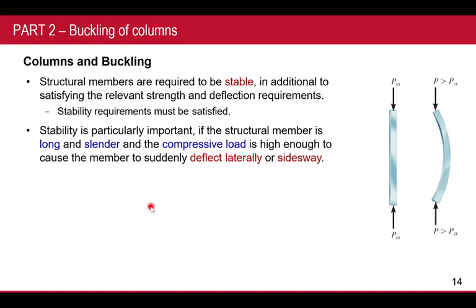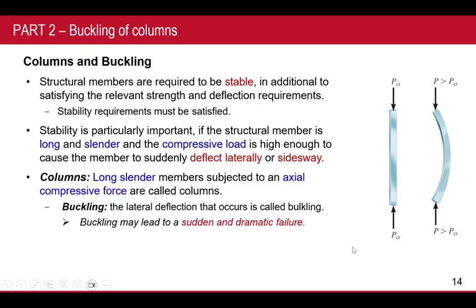Stability is particularly important if the structural member is long and slender, and the compressive load is high enough to cause the member to suddenly deflect laterally or sideways, like this way. Even though it is loaded, it bends like this, so it will be of no use. Even if it does not break, it still fails because it is not straight anymore.